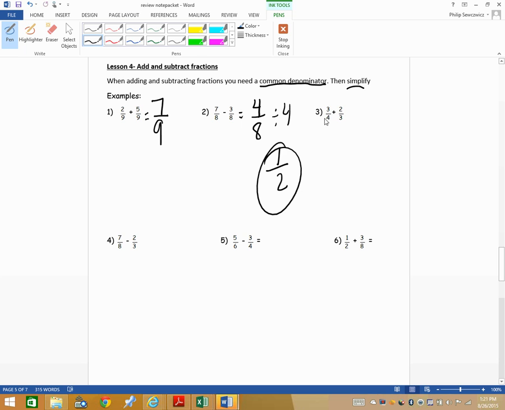Question number 3, we don't have a common denominator. Okay, so we got to do a little bit of work here first to get our common denominators. So a lot of times you are used to the drawing with the visual, but we want to get away from that now. We want to go to what we call the algorithm method. So what we're looking for is what's a number that 4 and 3 can both fit into. And they can both fit into the number 12.